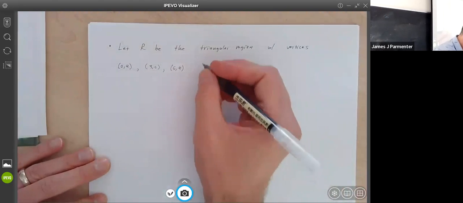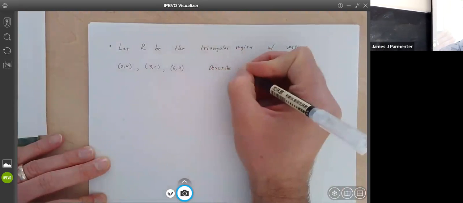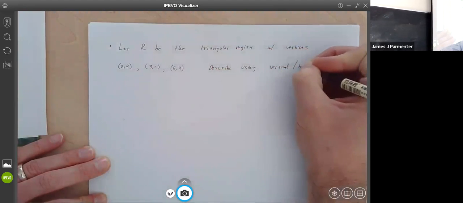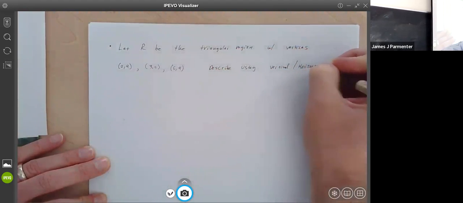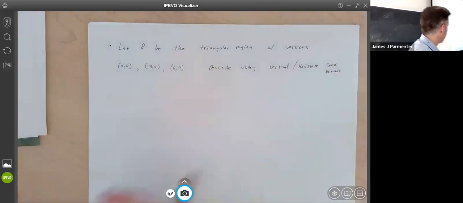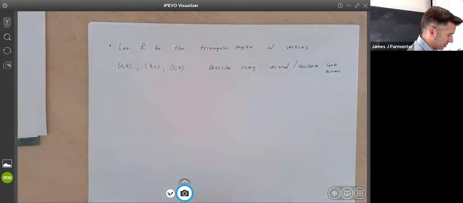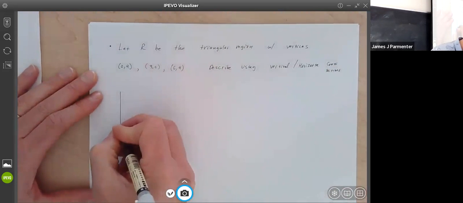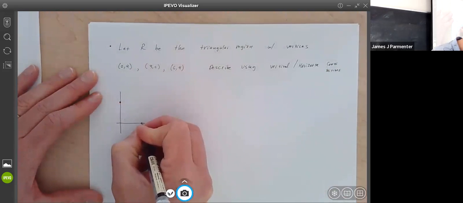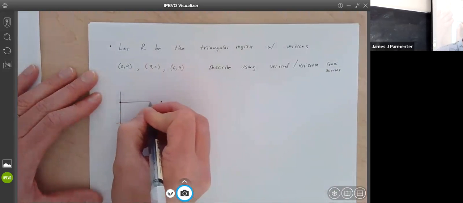What we're going to do is describe the region using both kinds of cross section, vertical and horizontal. If you're describing a region this way, you usually want to draw a picture of it. This shouldn't be too bad, it's just a triangle. I've got the points (0, 4), (3, 0), and (6, 4), and so it looks like this.